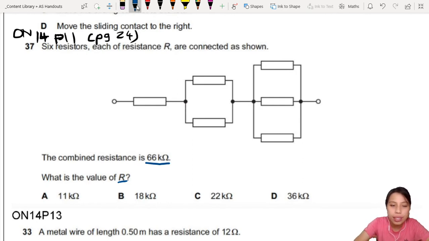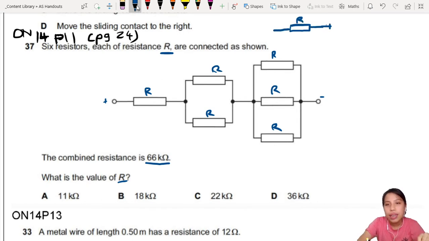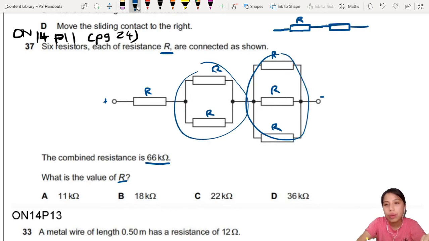Alright, so first hint. I imagine this is the positive side of the battery, negative side of the battery. Now, we have to figure out how to combine. Well, they told us it's R, so let's just leave it as R. If you're confused, it's good to break it down into steps. For example, let's simplify this into one step. Can we simplify this one into one and then this one into one?